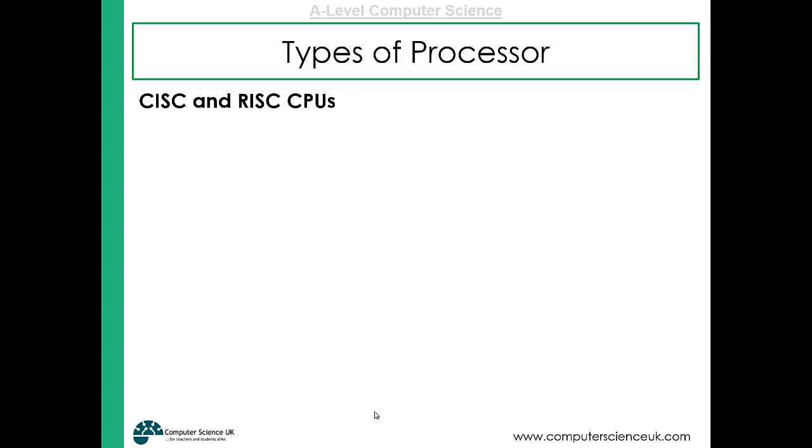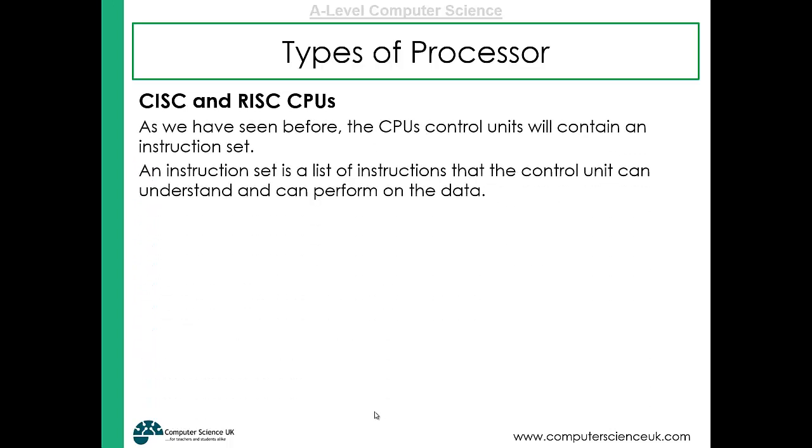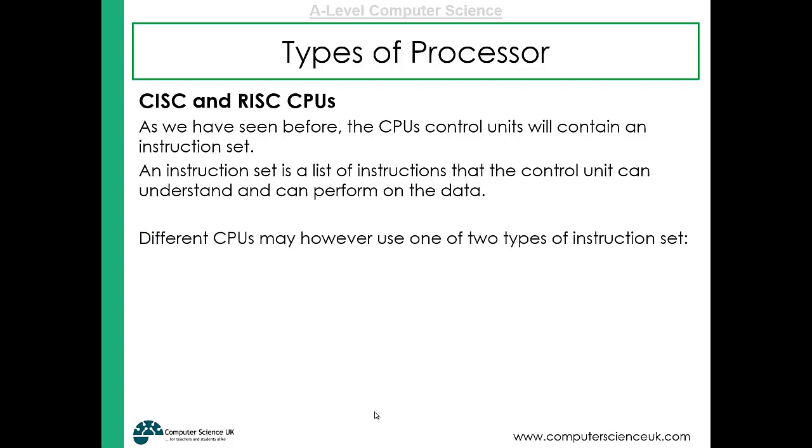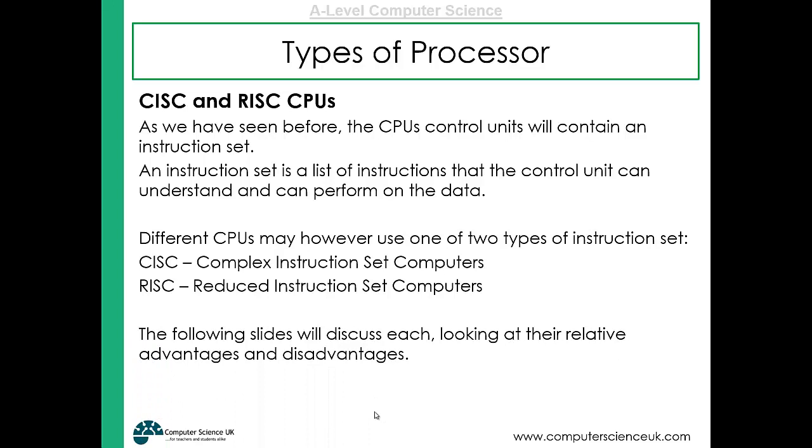Okay, so CPUs nowadays, when it comes to their instruction sets, may use either complex instruction sets or reduced instruction sets. So an instruction set, remember, is just a list of instructions that the control unit can understand and can perform on the data. But like I said, different CPUs may use one of two types of instruction set, the complex instruction set and reduced instruction set, CISC and RISC. So we'll look at what they are and what their advantages and disadvantages are.